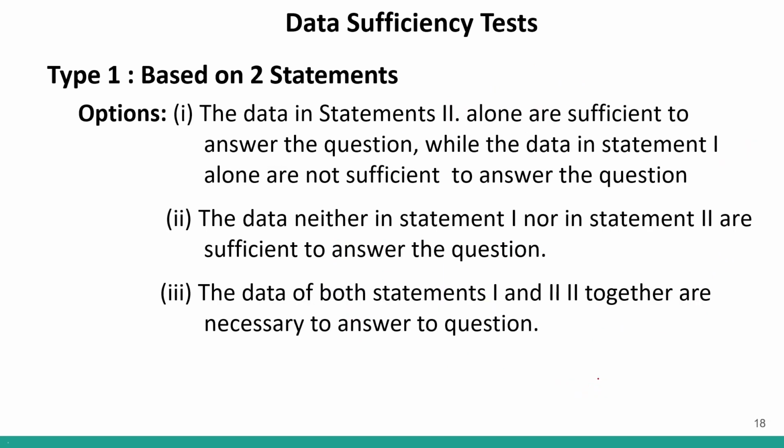So if I look at the options, the first one says that statement 2 alone is sufficient. So this is incorrect. Neither statement 1 nor statement 2 is sufficient. This is also correct. Data of both statement 1 and 2 together are necessary to answer the question. This one is correct because we need the data in both of them to answer the question, correct?